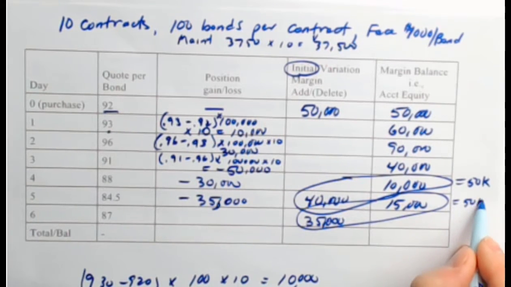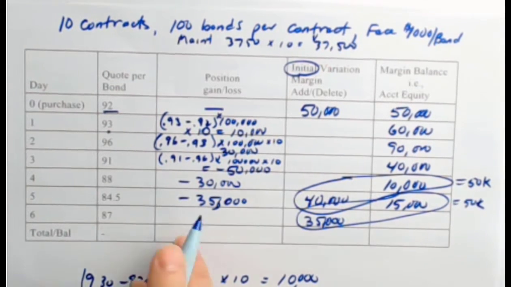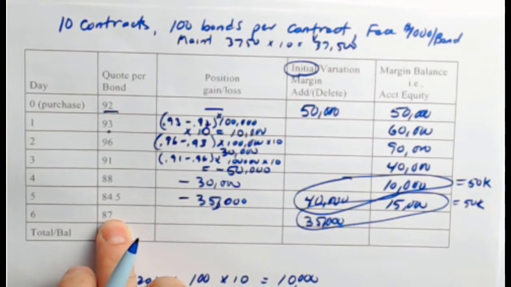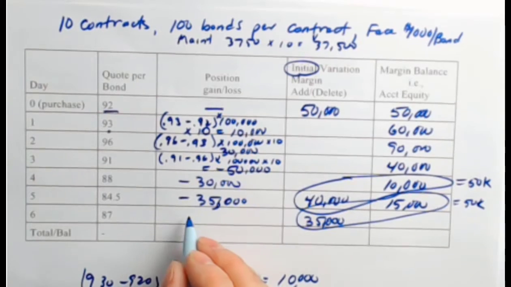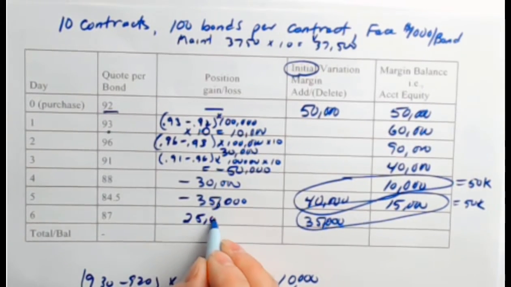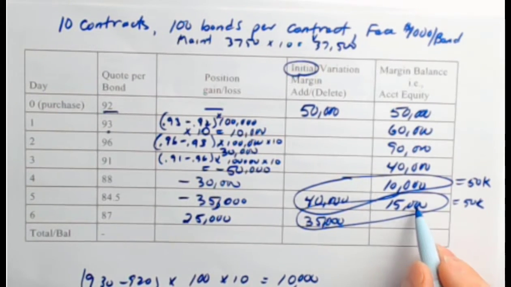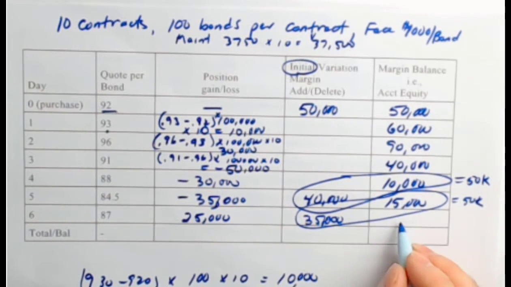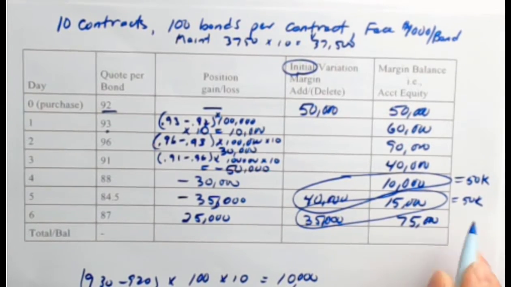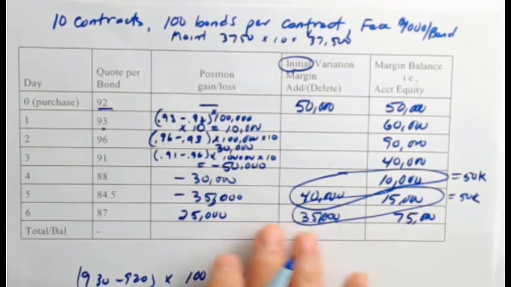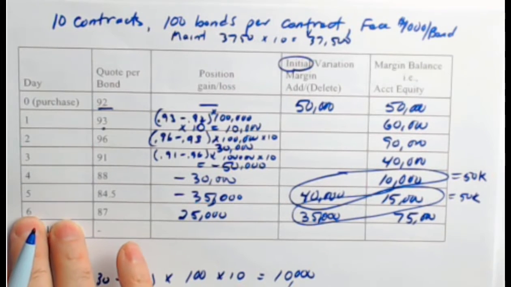See, that's 50,000. But it looks like there's going to be a gain here. And the gain will be $25,000. And so this is going to be 50 plus 25. We end up with $75,000 in margin at the end of day 6.